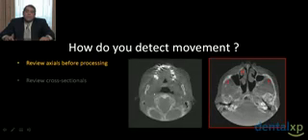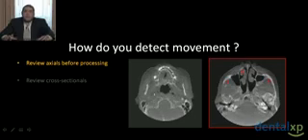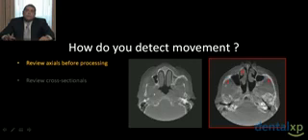So if we see that shadowing, we need to rescan the patient. That's why the images need to be reviewed immediately following the scanning of the patient. And we rescan the patient to ensure that we have clear linear lines.